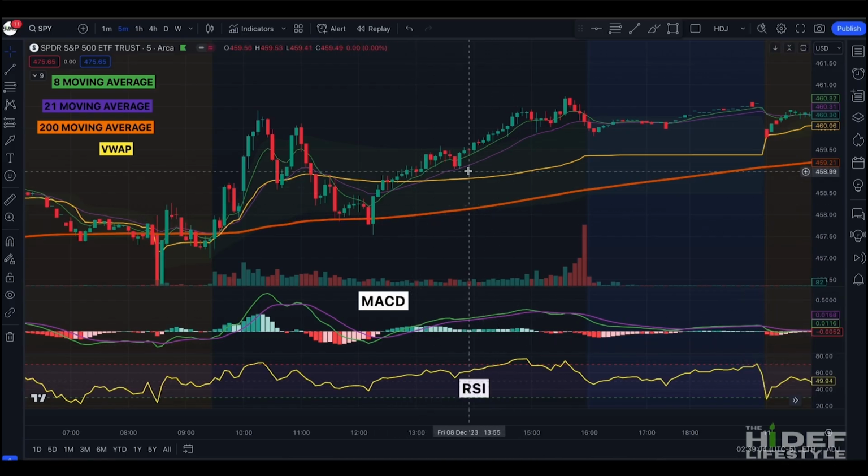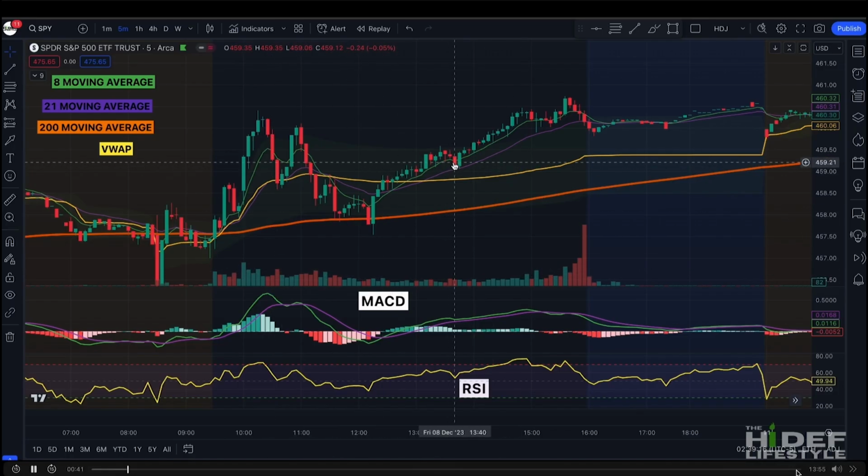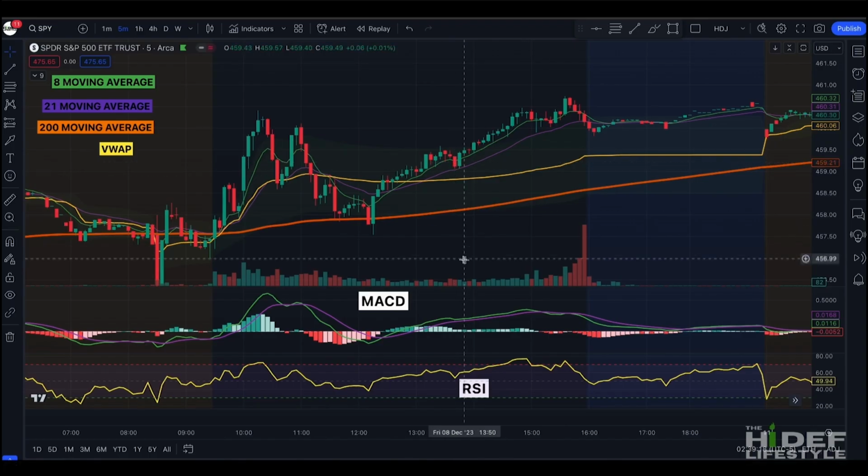So we are here on the 5-minute chart. Each candle represents 5 minutes. Now these bars here are volume bars, and each bar is related to the candle above it. All right, so this is all volume. But let's get into moving averages.